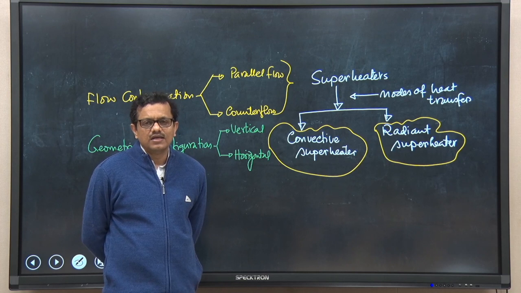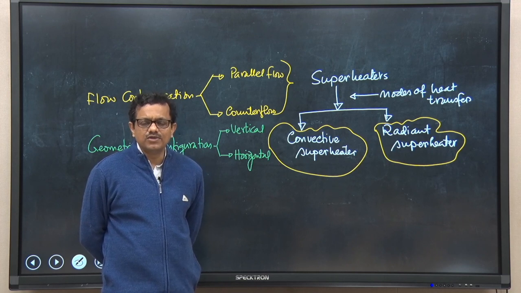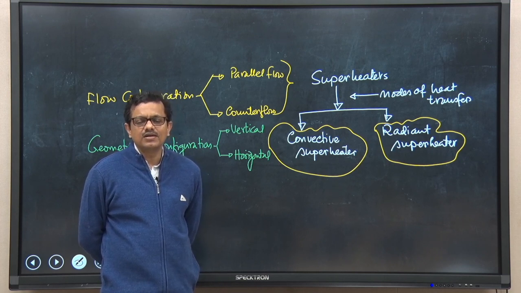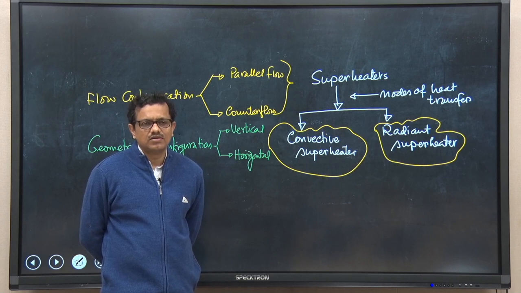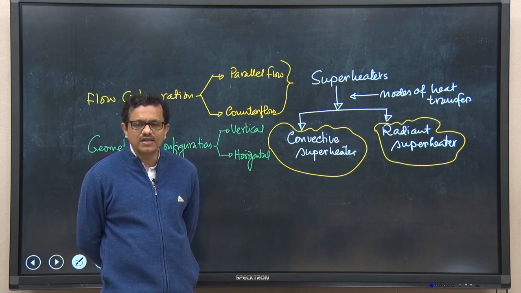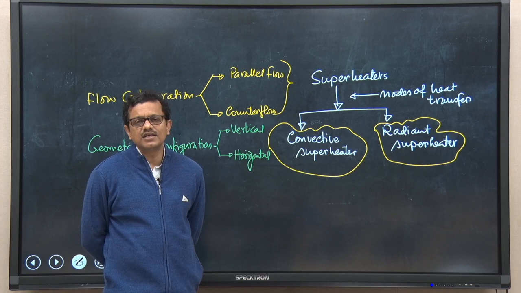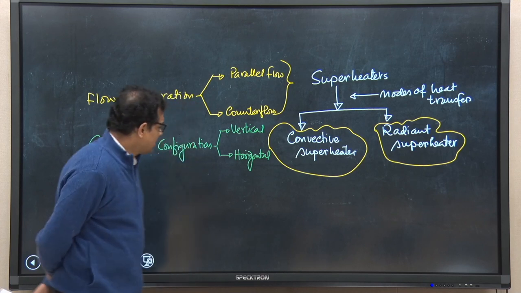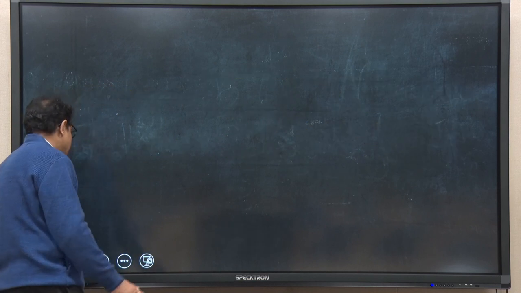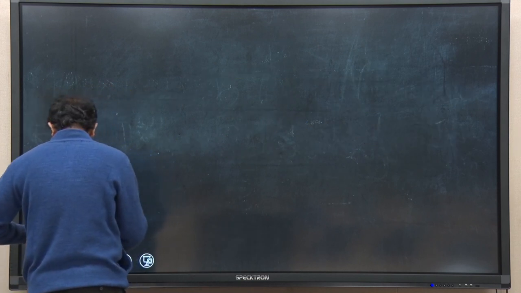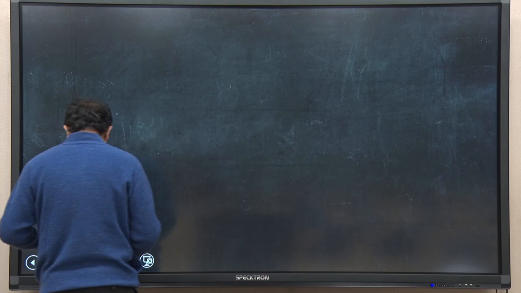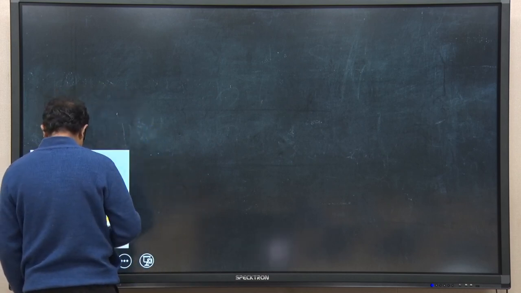And that is why the steam which is being produced in the boiler will be taken through the superheaters, whether it is convective or radiant, essentially to increase the temperature of the steam. Now, today we shall be discussing the characteristics of the convective and radiant superheaters. So, let us write.